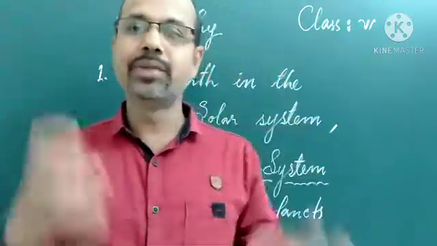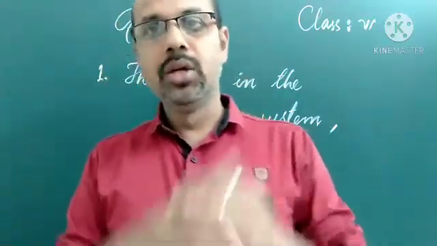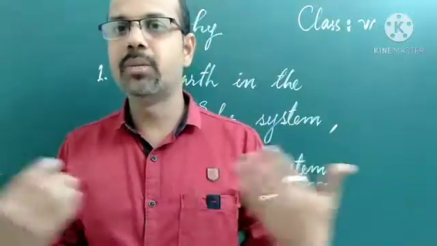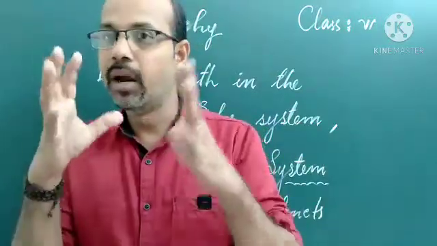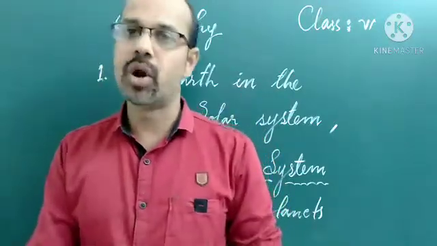So sunlight is falling on the earth, which gives us light. All these celestial bodies which are moving around the sun receive heat and light provided by the solar system.